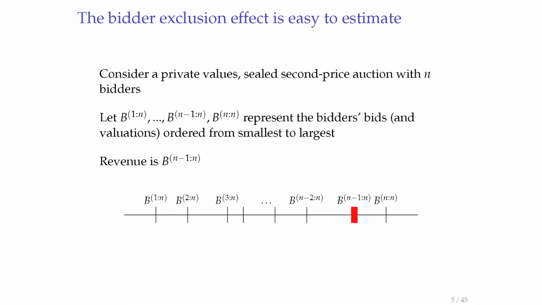Each of these tick marks just represents order statistics of bids. These are the dropout points, the most that bidders would be willing to pay, and that's going to be equal to their values in the setting of a private values sealed bid second price auction. The red mark is going to be the seller's revenue, the second order statistic of the bids.